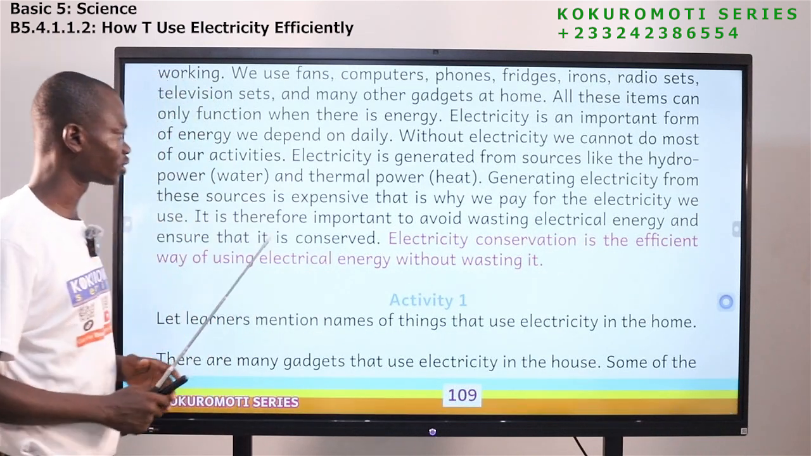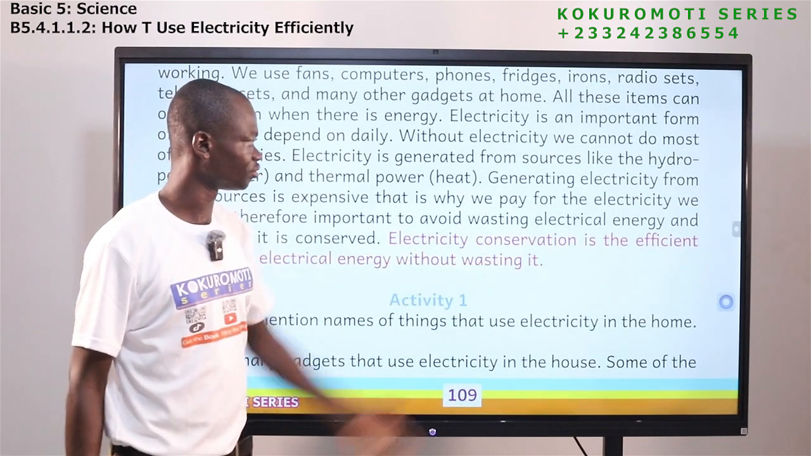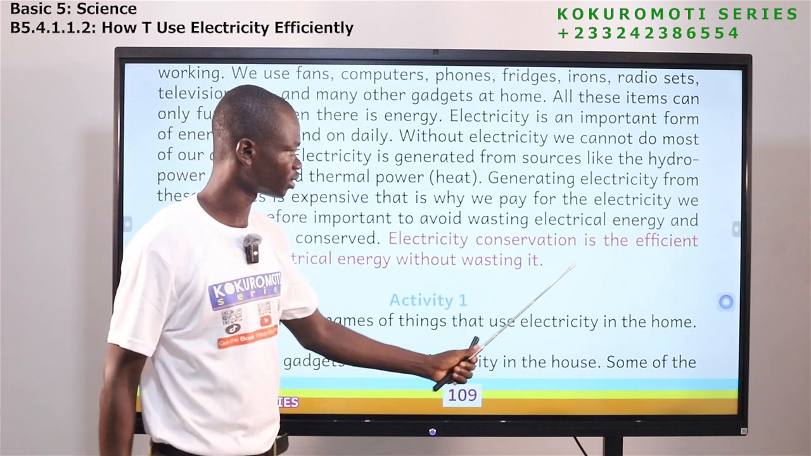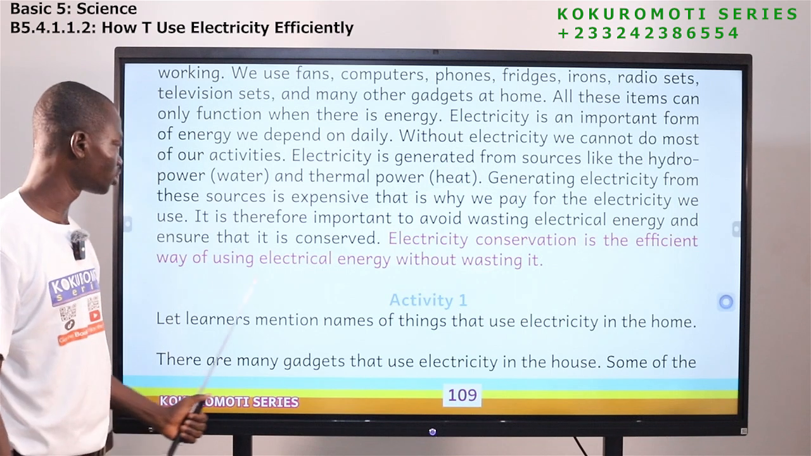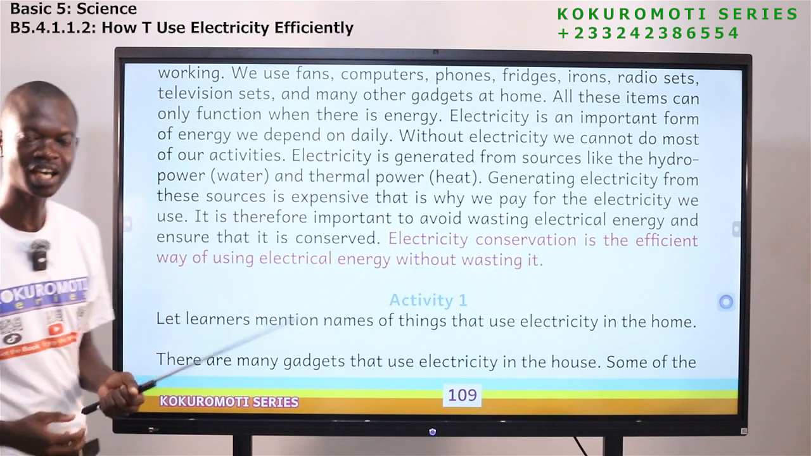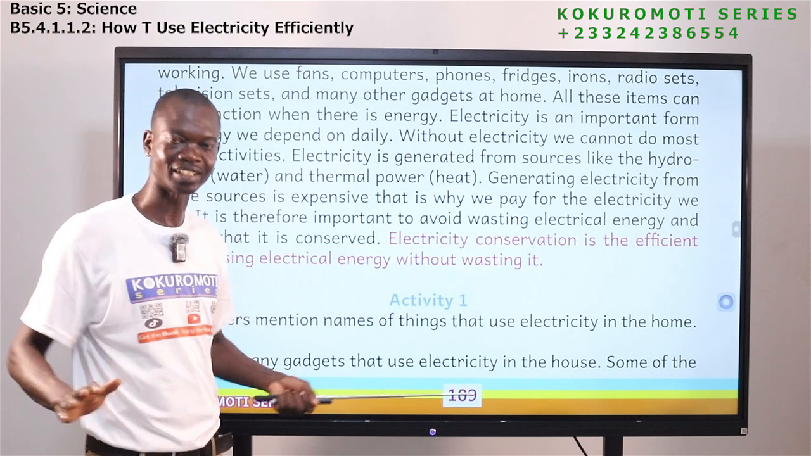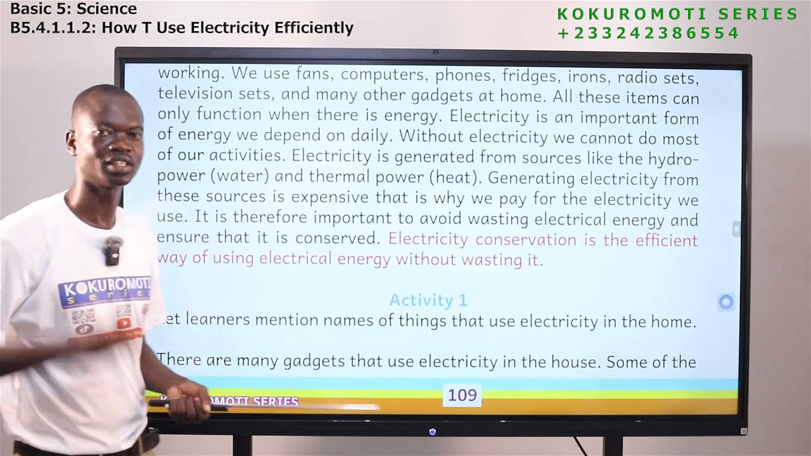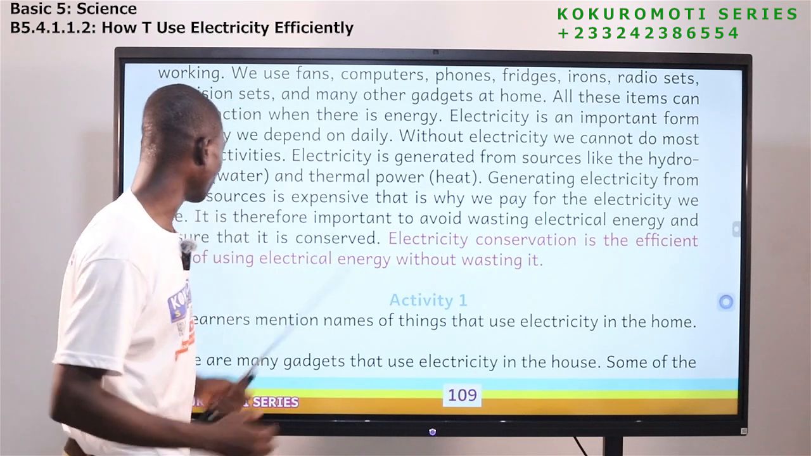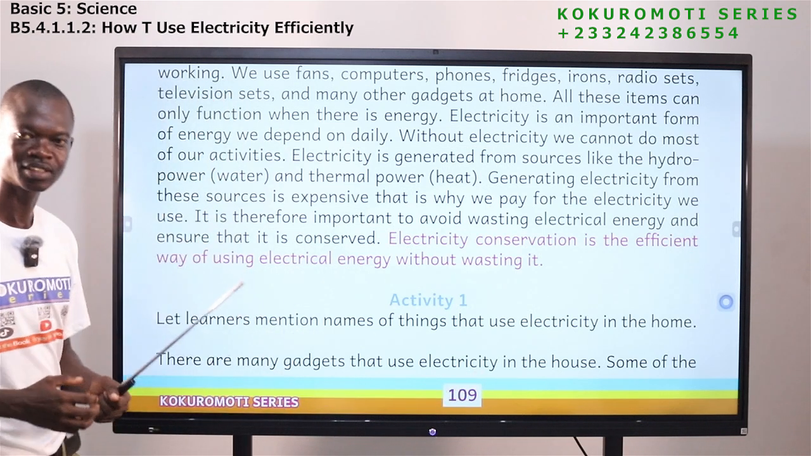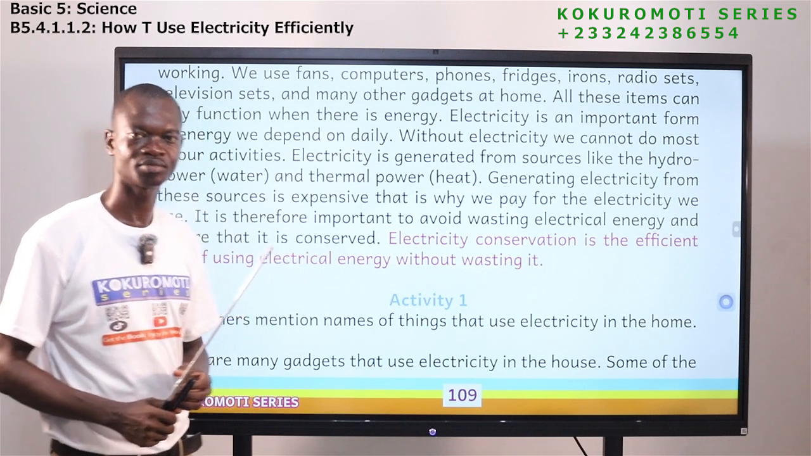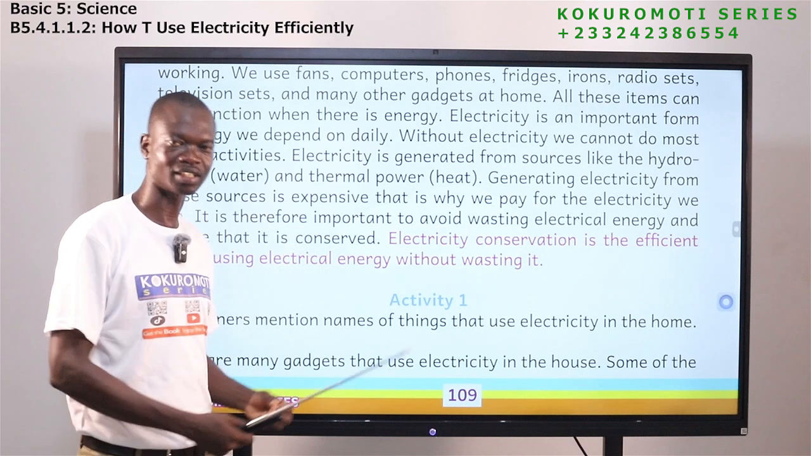We have what we call electricity conservation. Electricity conservation is the efficient way of using electrical energy without wasting it. So electricity conservation is how to use electricity without wasting it, the best way to use electricity. So you don't need to waste electricity. We are going to look at how we waste electricity, the things that we do that waste electricity.